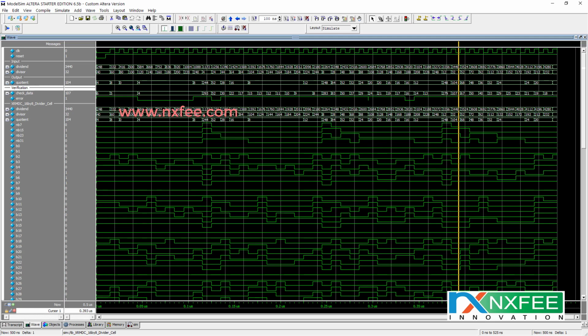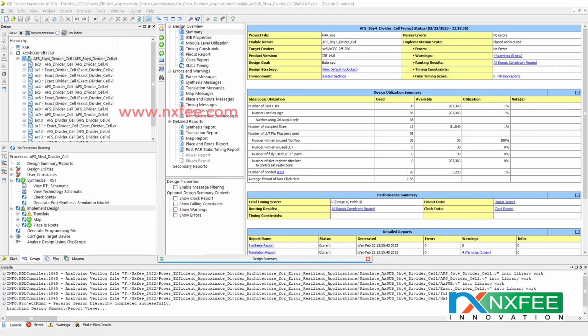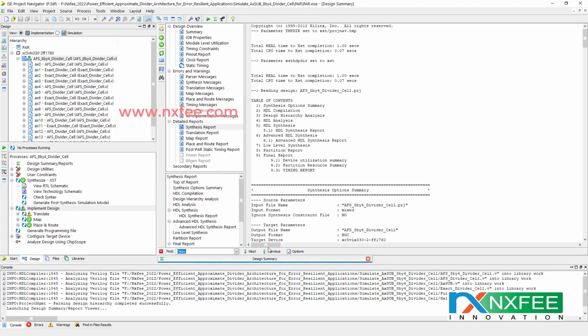All these methods we have synthesized in Xilinx Virtex 5 FPGA. We have designed all the comparisons of the coding. In total we have designed 6 comparisons: 8 by 4 for 3 architectures and 16 by 8 for 3 architectures. But in a video file it is not possible to show all the things. Here is the AFS 8 by 4 divider cell. You can check the parameters such as slice LUTs, occupied slices and IO pads.